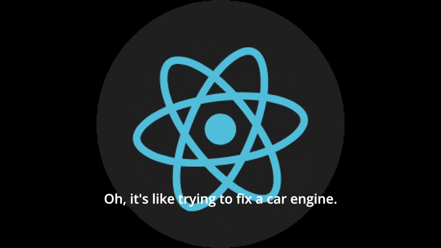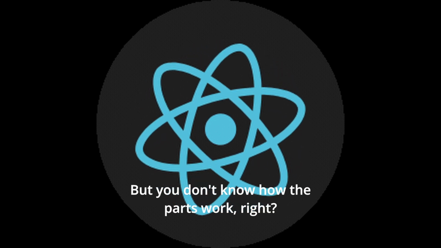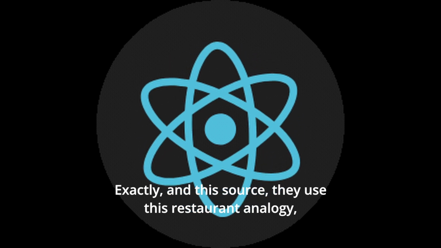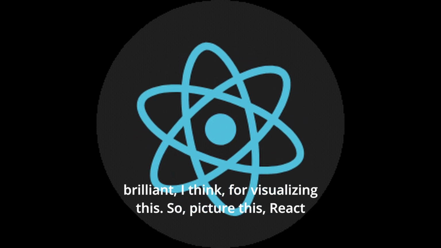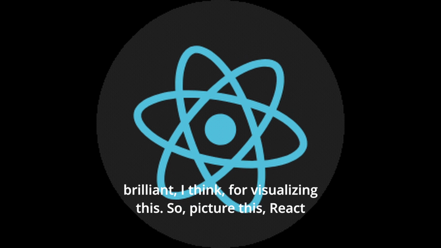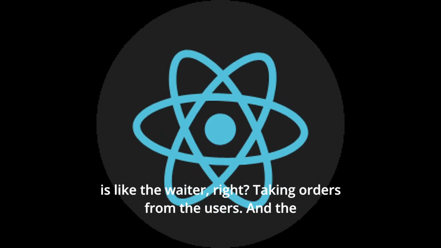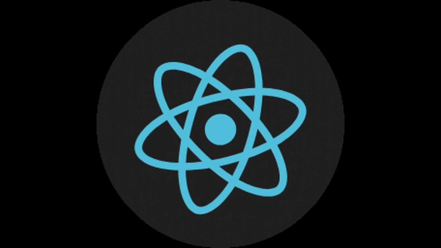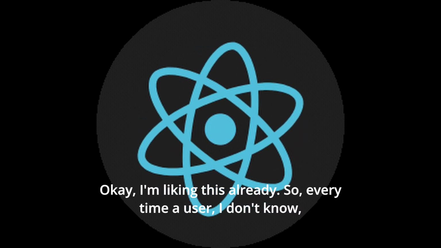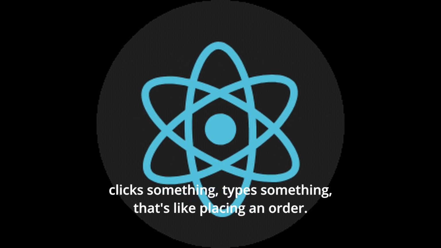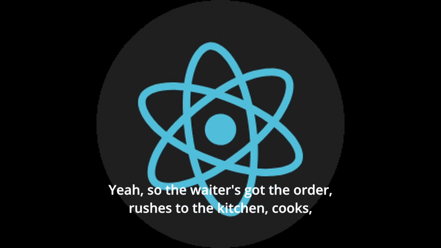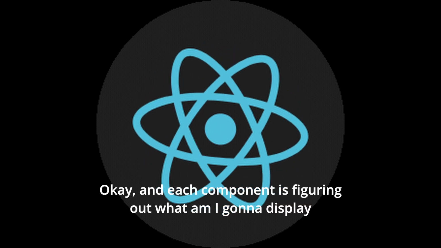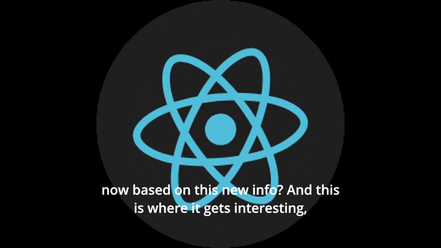It's like trying to fix a car engine, but you don't know how the parts work, right? Exactly. And this source uses this restaurant analogy, brilliant, I think, for visualizing this. So, picture this. React is like the waiter, taking orders from the users. And the cooks, back in the kitchen, those are your components. Every time a user clicks something, types something, that's like placing an order. So the waiter's got the order, rushes to the kitchen, cooks spring into action, React's in render mode. And each component is figuring out what am I going to display now based on this new info.